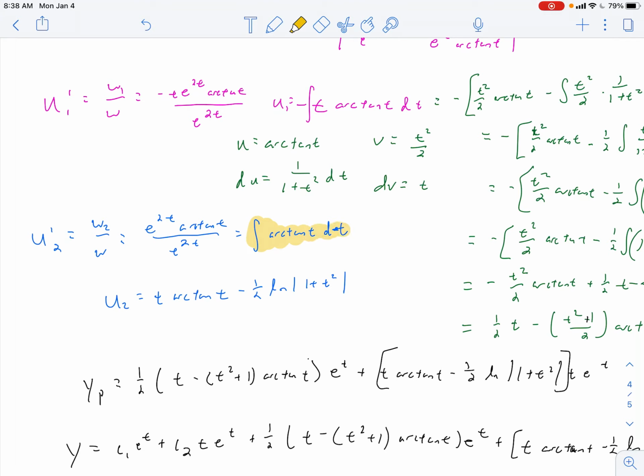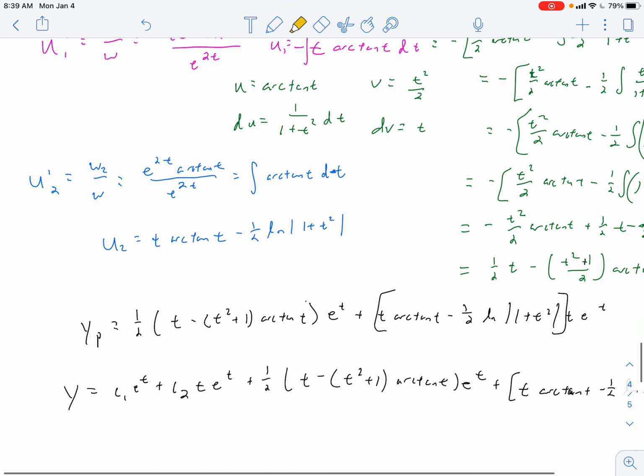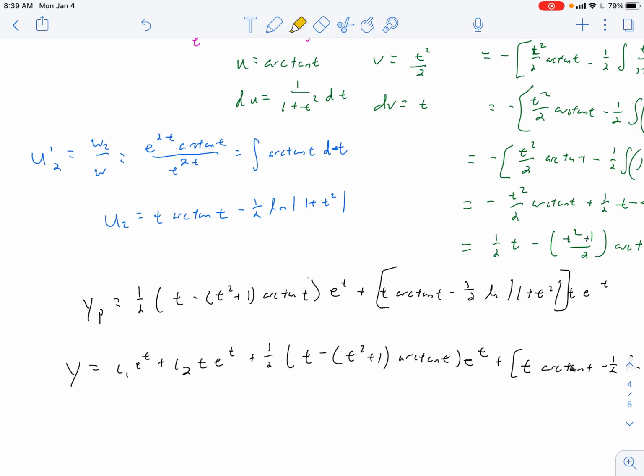Again, you probably haven't integrated arctangent t. Go to your calculus textbook, your differential equations textbook, go to the sections where they have all your little integrals worked out for you, and you're going to find that the integral of arctangent t is just t arctangent t minus 1/2 natural log of 1 plus t squared. We found our u sub 1 and u sub 2. Now we go ahead and plug it in.